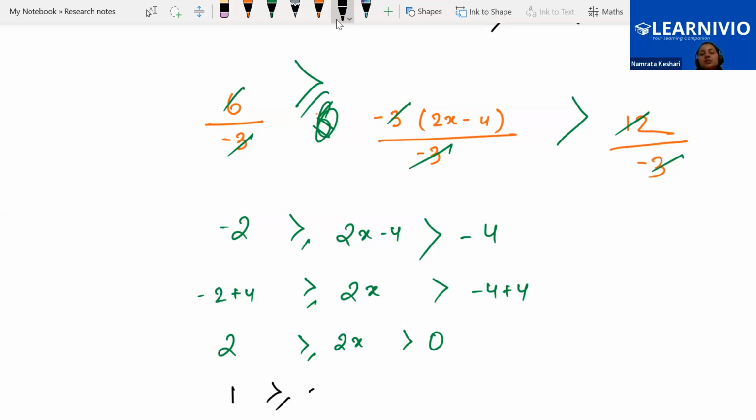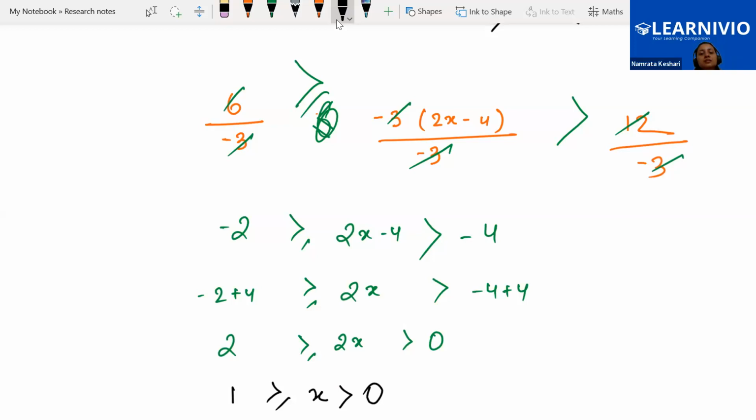x is bigger than or equal to 0. 0 by 2 is just 0. This is what we are getting: x is larger than 0 and is smaller than or equal to 1. This is the solution. Any confusion?